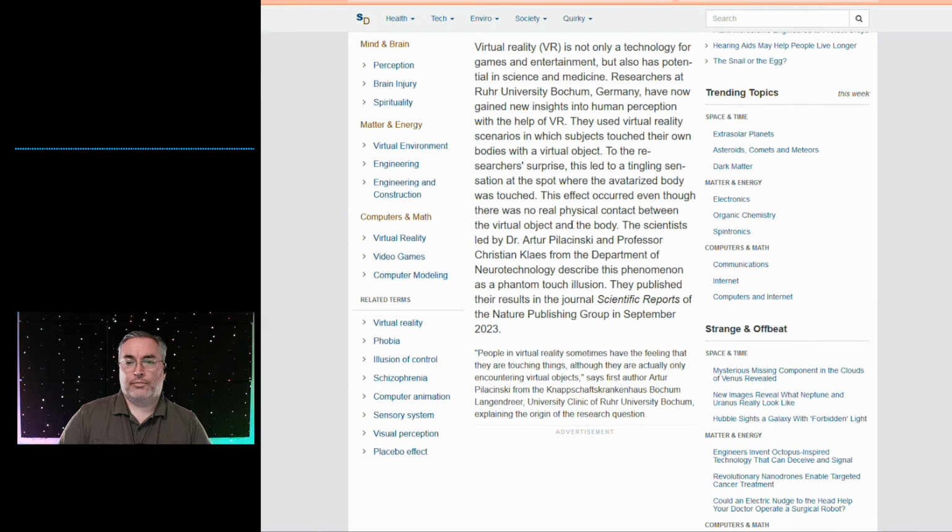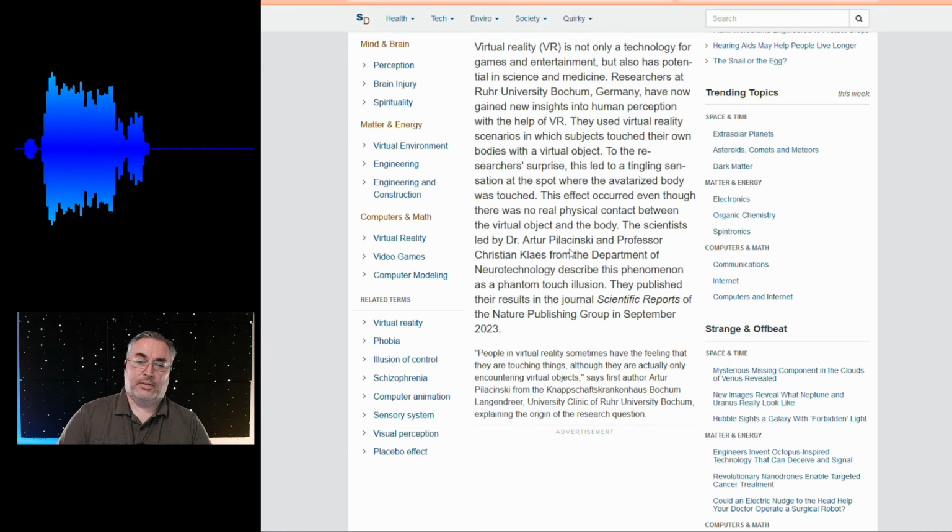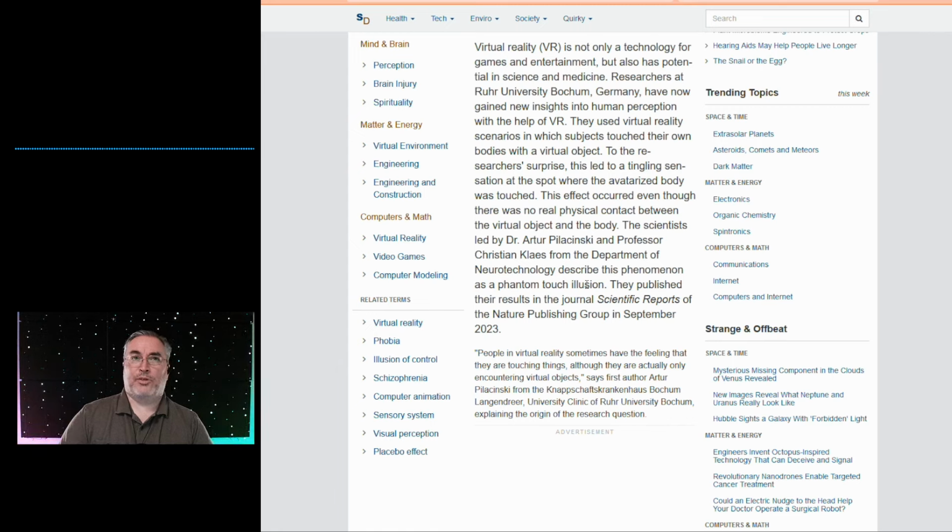So it says here, virtual reality is not only a technology for games and entertainment, but also has potential in science and medicine. Researchers at Ruhr University Bochum, Germany, have now gained new insights into human perception with the help of VR. They used virtual reality scenarios in which subjects touched their own bodies with a virtual object. To the researchers' surprise, this led to a tingling sensation at the spot where the avatarized body was touched. This effect occurred even though there was no real physical contact between the virtual object and the body. That's interesting. Yeah, that's pretty interesting, right? So you have to have a pretty vivid imagination to embody that.